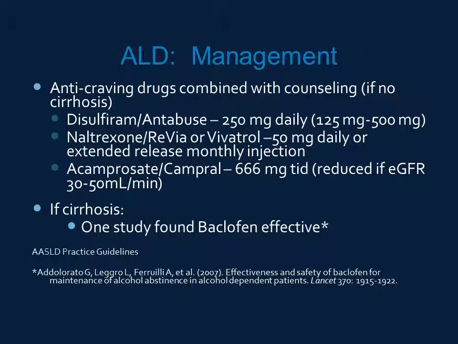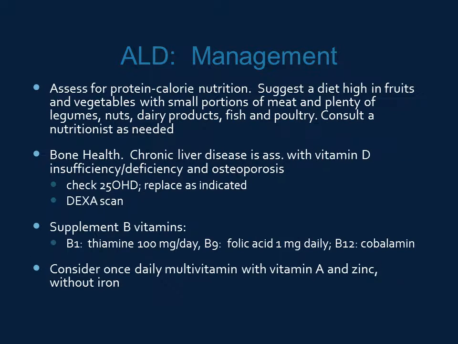Management with pharmacotherapy. There are options for anti-craving drugs when cirrhosis is not present, including Antabuse, 250 milligrams a day, naltrexone, 50 milligrams daily, or the monthly extended-release injection, and Campral, 666 milligrams TID. In the setting of cirrhosis, the options are limited, but one study found baclofen effective.